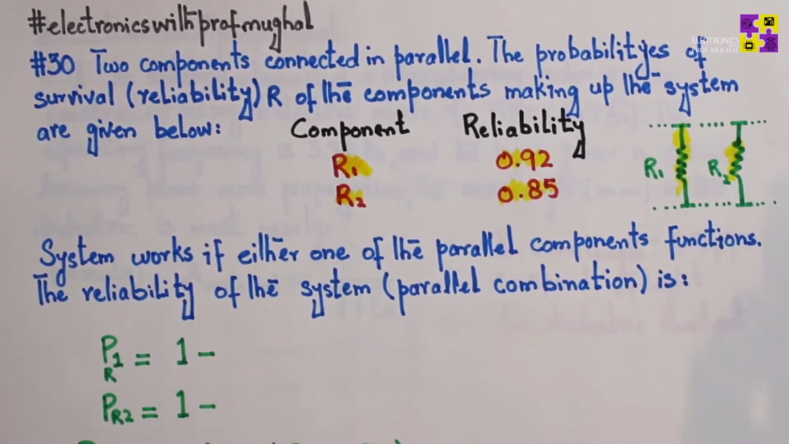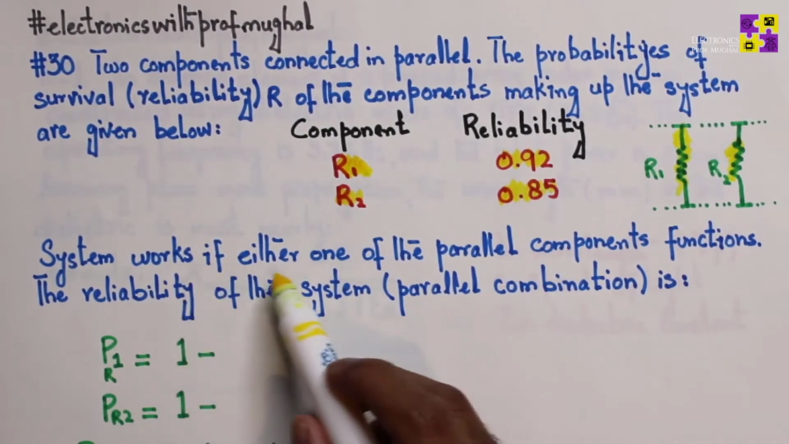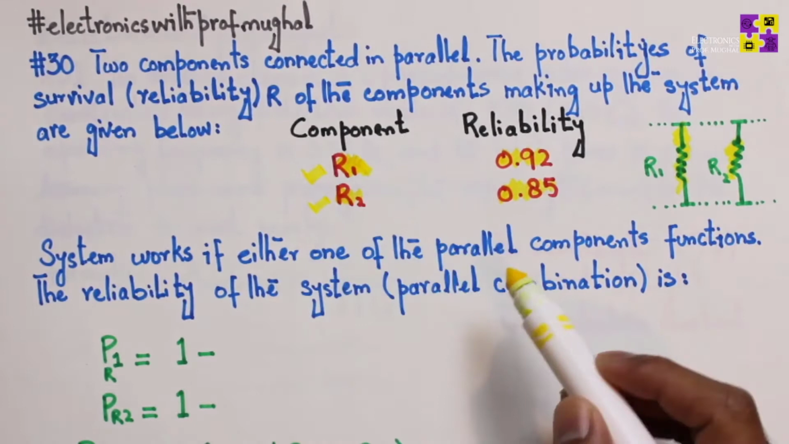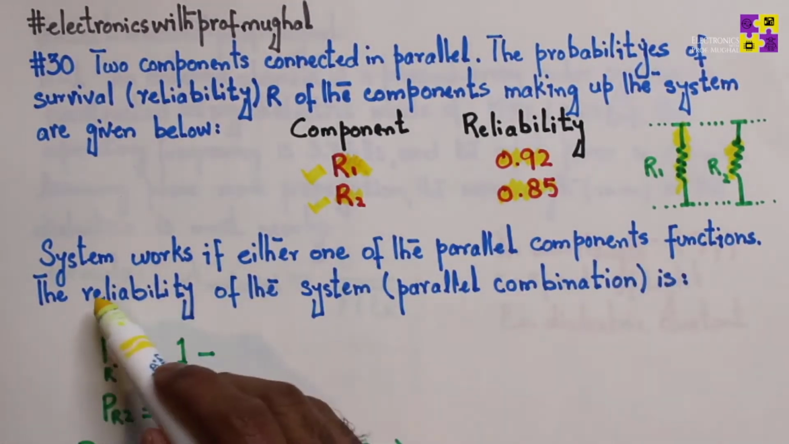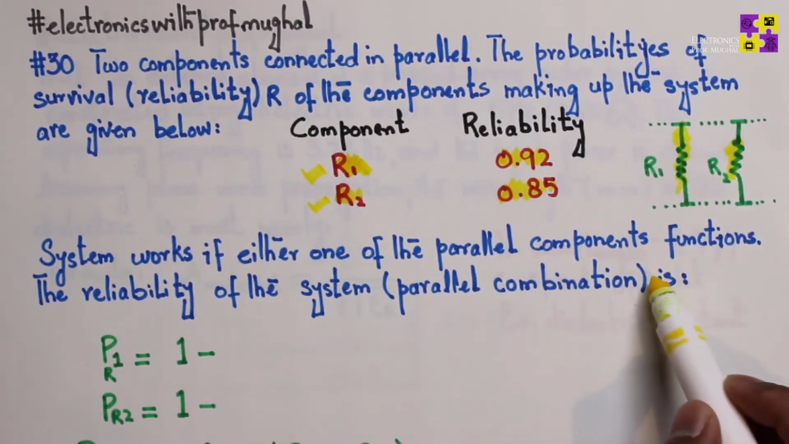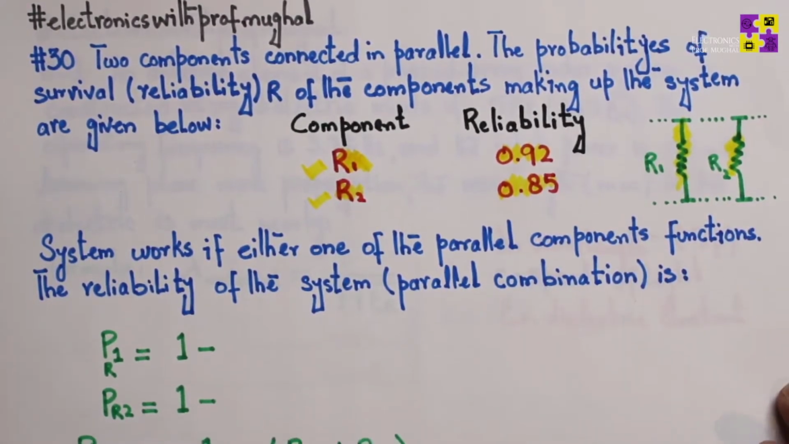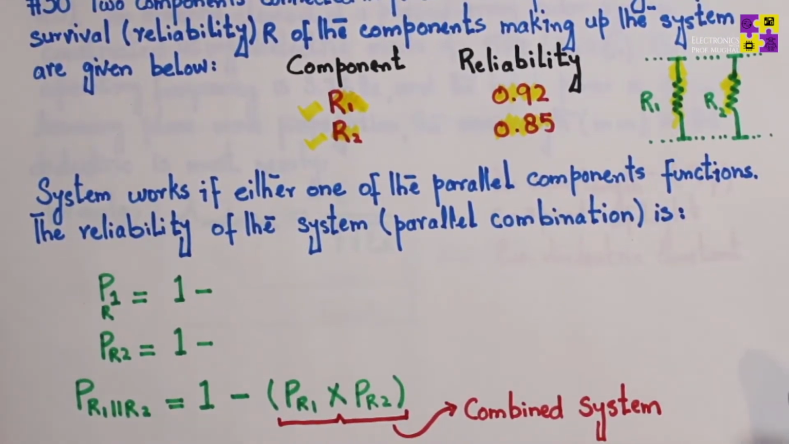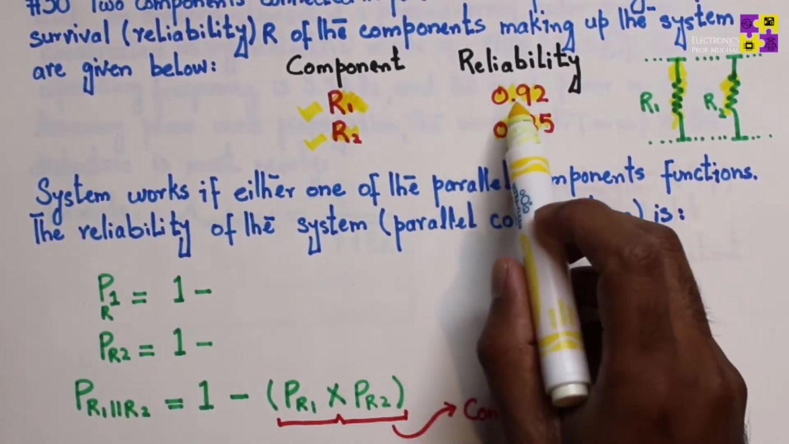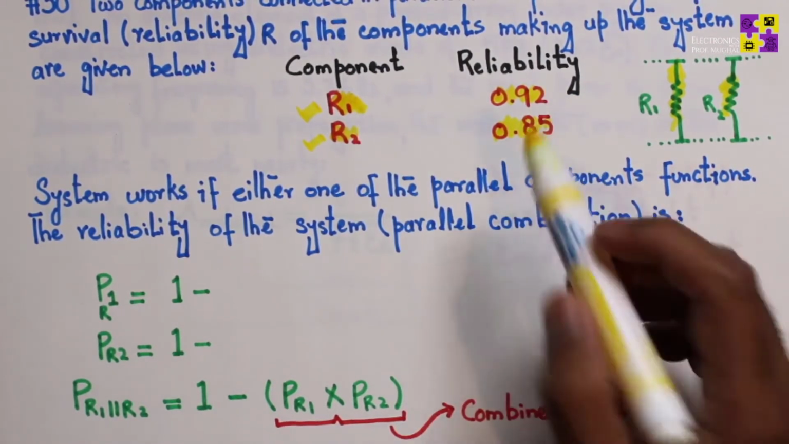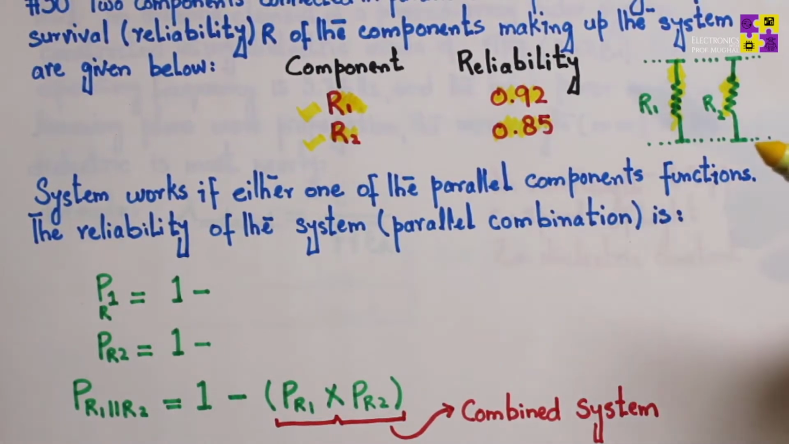As you can see in this graphic, the system works if either one of the parallel components functions. The reliability of the system in its parallel combination is... Now there could be multiple ways of doing something like this. I'll try to explain in the simplest way I can. Like I mentioned earlier, the reliability can have a maximum value of 1, right? So let's find out the non-reliability of the individual components.